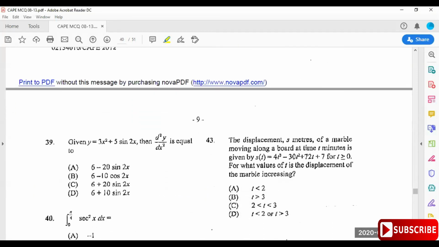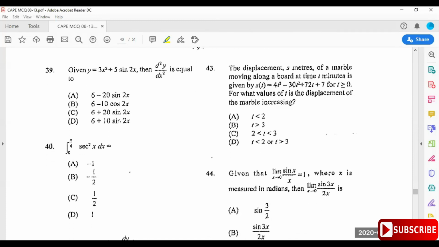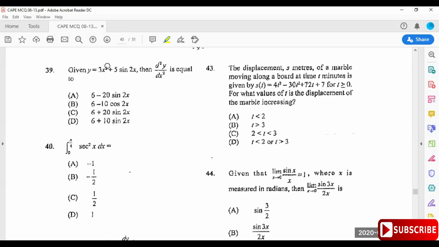Question 39. To do question 39, you're going to have to differentiate twice. So you differentiate 3x squared twice: you get 6x, then you differentiate 6x and you get 6. When you differentiate sine, you get cos, so you get plus 10 cos x. And when you differentiate 10 cos x, you get minus 20 sine x, so it is A. Very good. You're just differentiating twice.